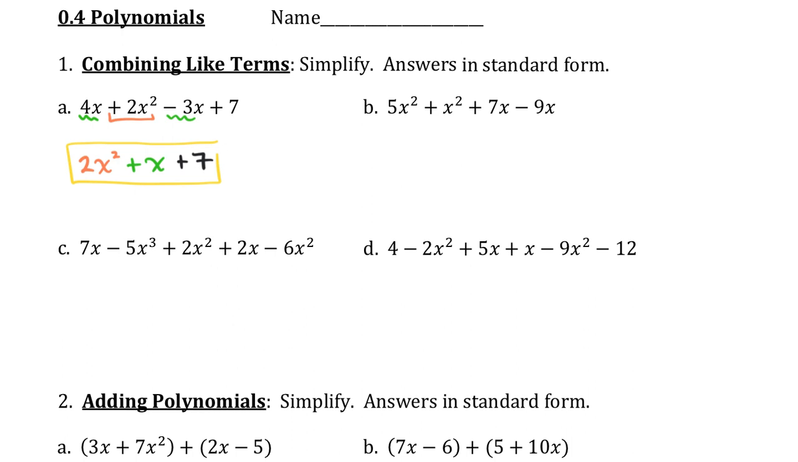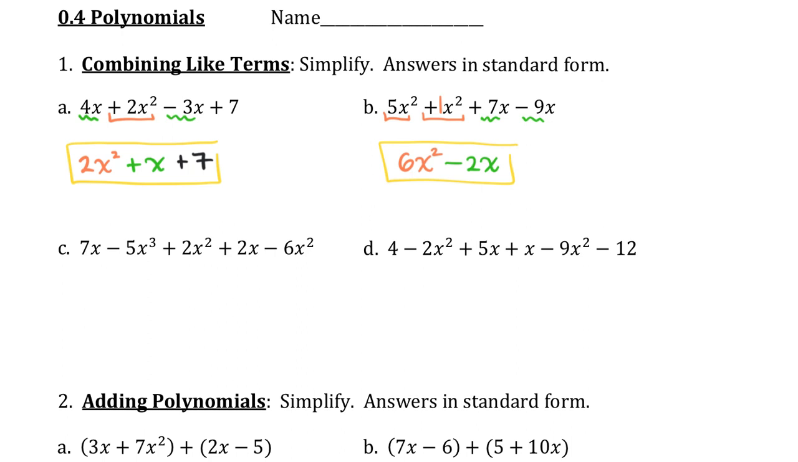Okay, I'm going to go ahead and do the same thing on the next one. 5x squared plus x squared plus 7x minus 9x. The highest exponent I see is 5x squared. If I do 5x squared plus x squared, that's 5x squared plus 1x squared. That's 6x squared. Okay, let's look at the x's. 7x minus 9x, negative 2x. Okay, perfect. Standard form, like terms combined.